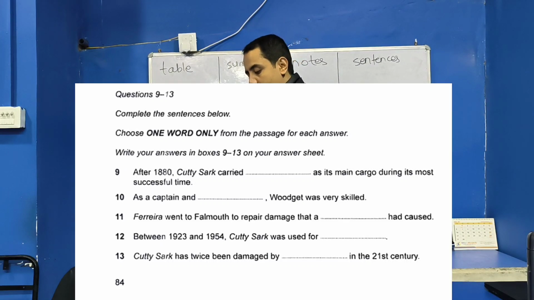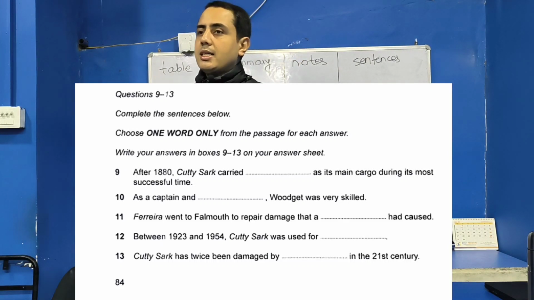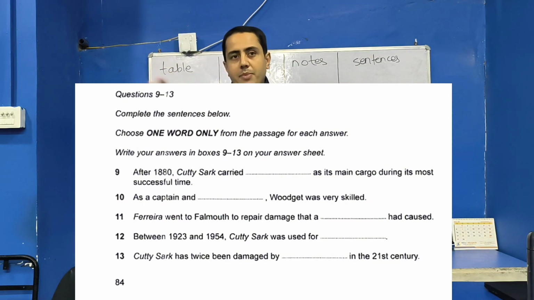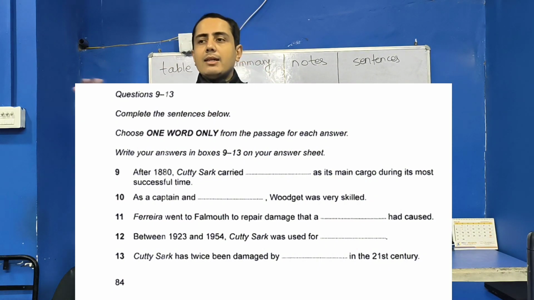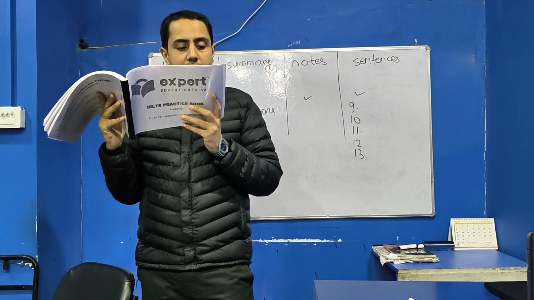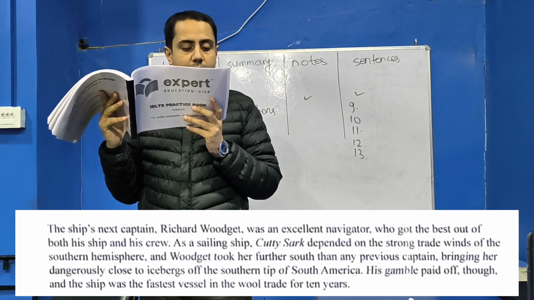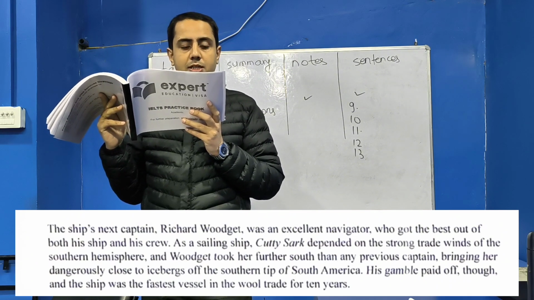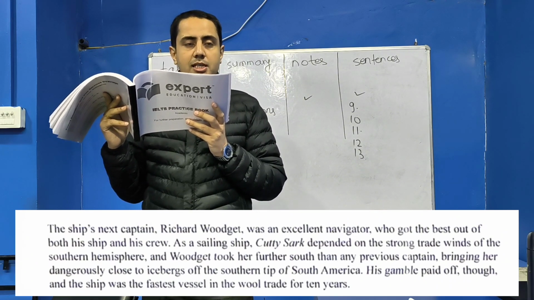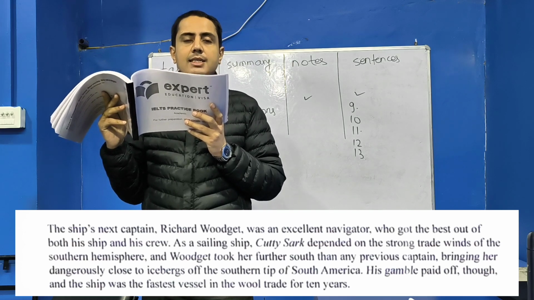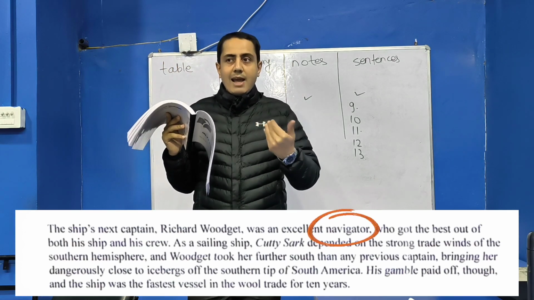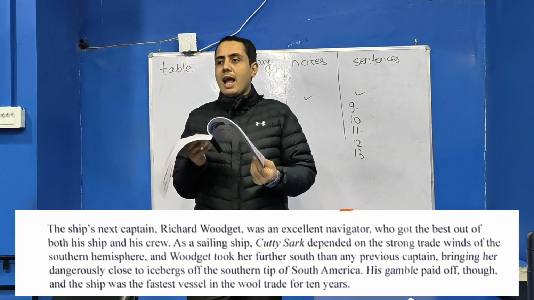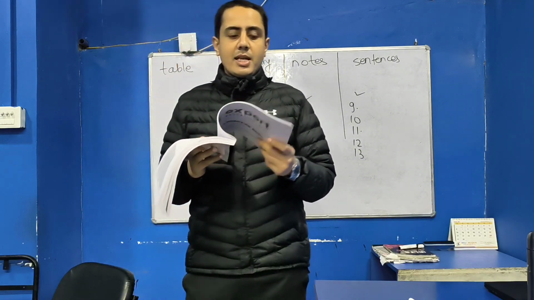Now number 10's answer will come below this word wool. So let's see the number 10 question first of all. As a captain and something, Woodgate was very skilled. So he had skills in various things. He was the captain and what else of the ship. So below the last answer, you can see in the next paragraph, first line, the ship's next captain, Richard Woodgate, was an excellent navigator. So he was very skilled in navigation as well. So as the captain and navigator must be number 10's answer. He was excellent at both.